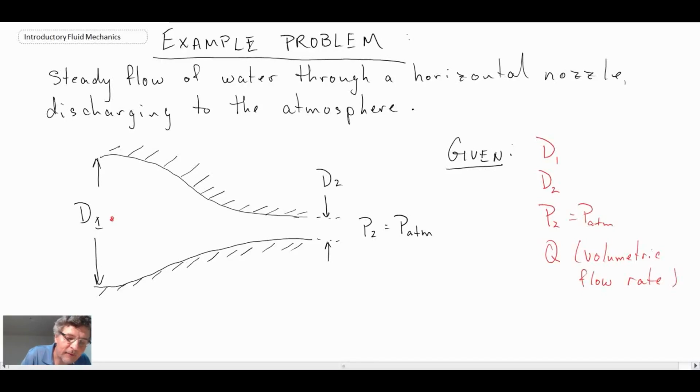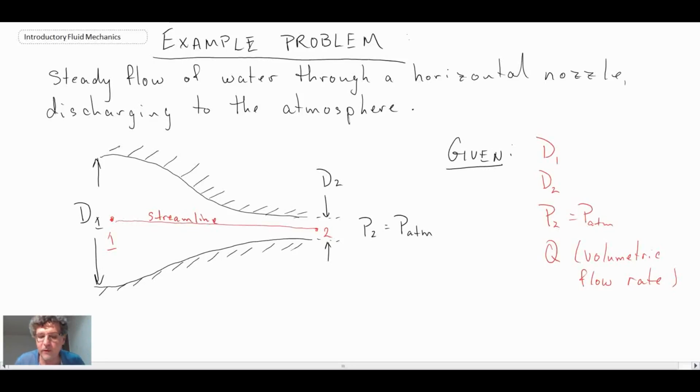So we have point 1 here, point 2 here, and given that we're going to apply Bernoulli's equation, what we're going to be doing is applying this along a streamline. So we will have a streamline going right down the center line of the nozzle, and that is a streamline that we will apply Bernoulli's to.